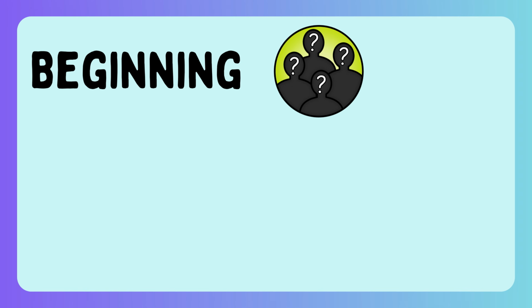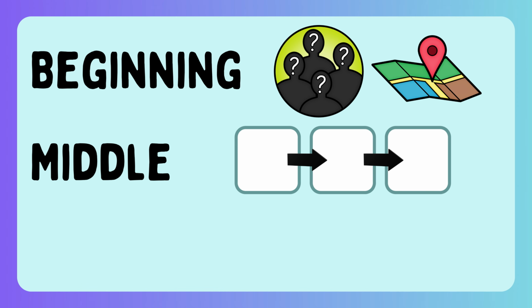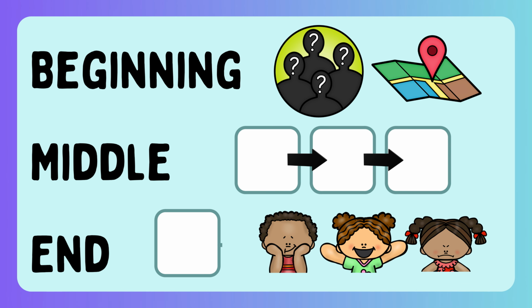Let's review. In the beginning, share who and where the adventure starts. In the middle, share what happened. What did you do? What did you see? And in the end, share what was done last and how you felt about it.